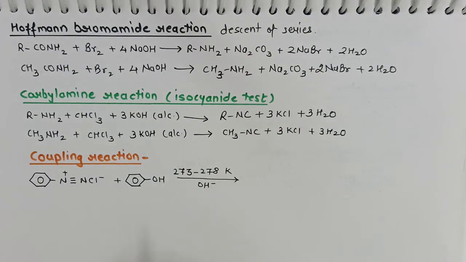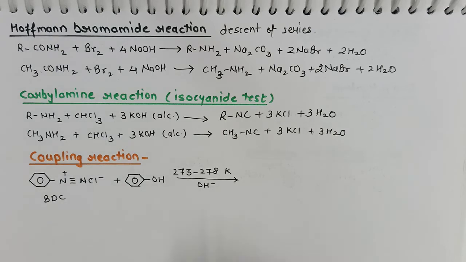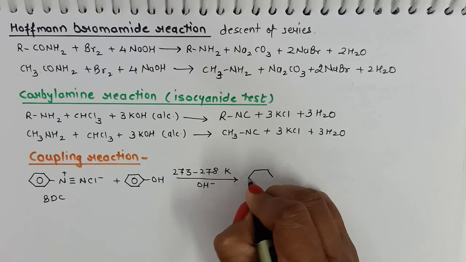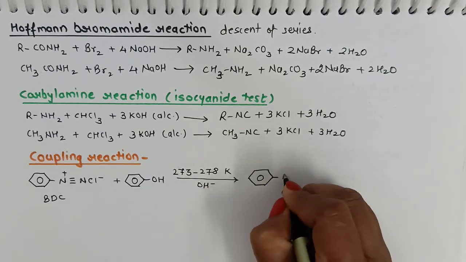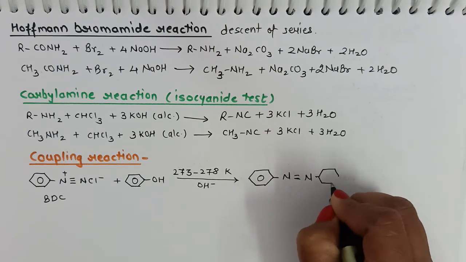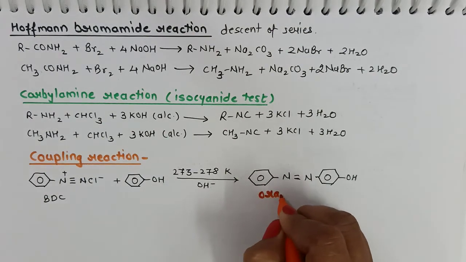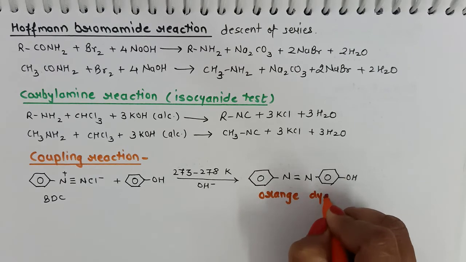The next one is coupling reaction. The starting reagent is benzene diazonium chloride or BDC. BDC when treated with phenol at 273 to 278 Kelvin in presence of OH minus will give a dye. And therefore this is also called as azo dye test. This dye is of orange color and therefore it is also called as orange dye.